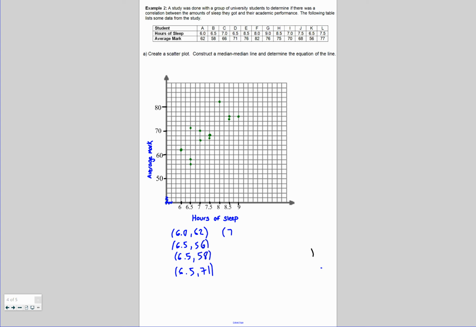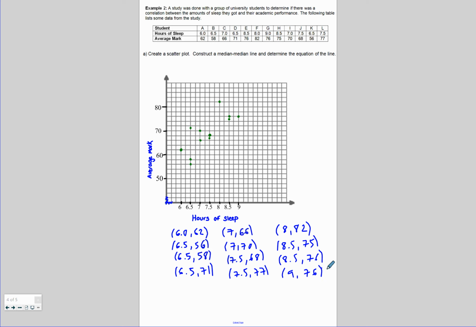Then I have 7 and 66, and 7 and 70, and 7.5 and 68, and 7.5 and 77, 8 and 82, 8.5 and 75, 8.5 and 76, and 8.9 and 76.